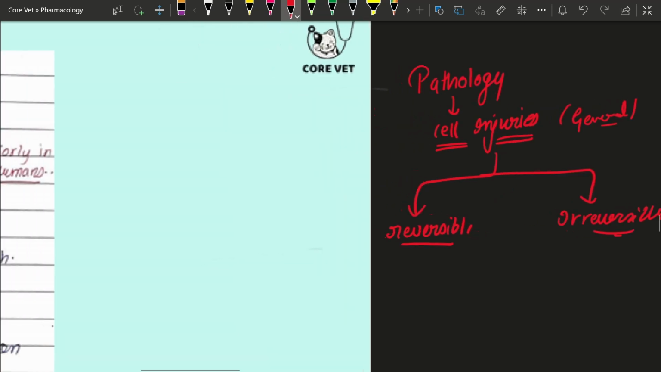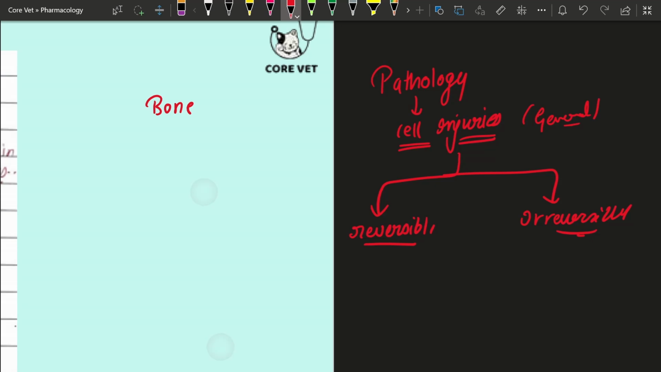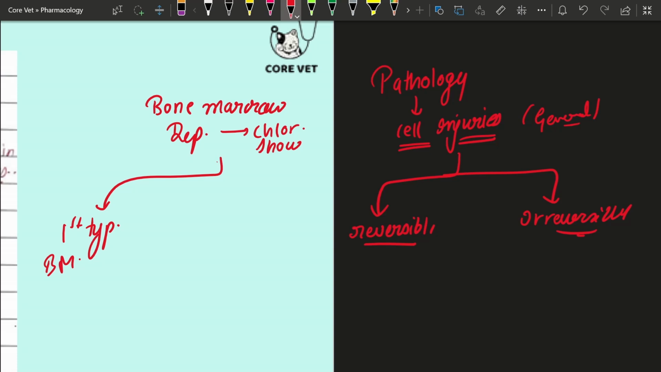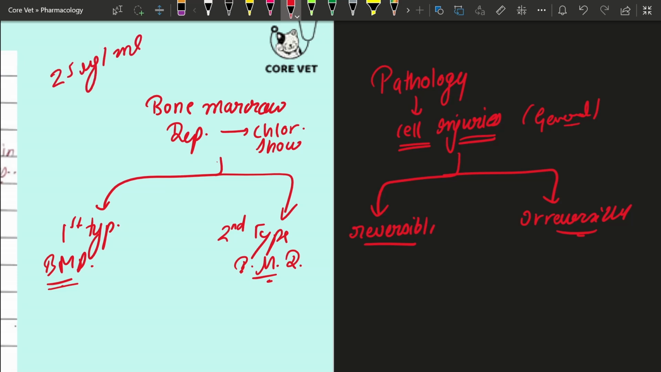Now, if we talk about chloramphenicol toxicity, there are two types of bone marrow depression that chloramphenicol shows. First type bone marrow depression, and second type bone marrow depression. These are due to the toxicity of chloramphenicol, which generally occurs at a blood concentration of 25 microgram per ml. If the blood concentration of chloramphenicol is more than 25 microgram per ml, it may lead to bone marrow depression. So there are two types: the first type and the second type.